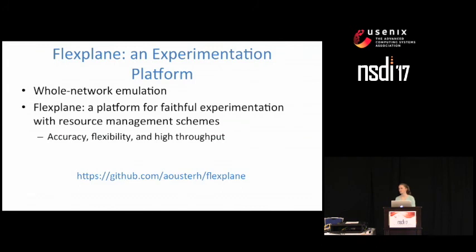Chow from the University of Washington. I was wondering, have you compared directly with NS3 in terms of accuracy or simulation speed? Because in the normalized FCT graph, you only have two lines, the hardware and the Flexplane.